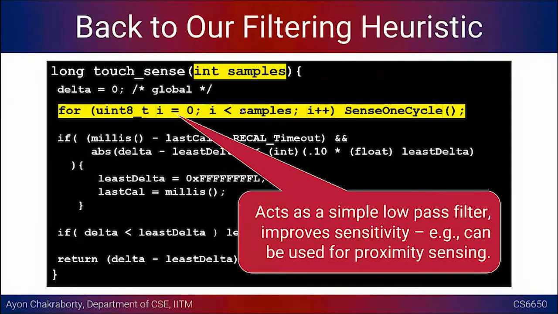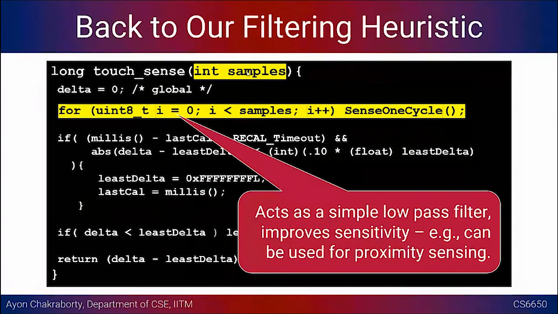So based on how many samples we are taking, this is not only getting rid of the noise, but it's also going to improve the sensitivity of the system, right? The detection will be much slower, because if you are using, let's say, 200 samples versus 10 samples, the interactivity could reduce a bit, right?